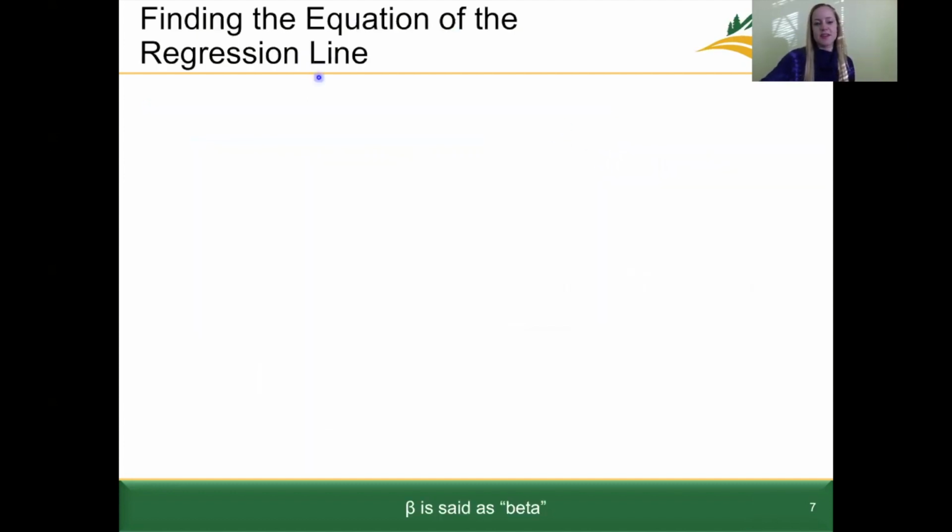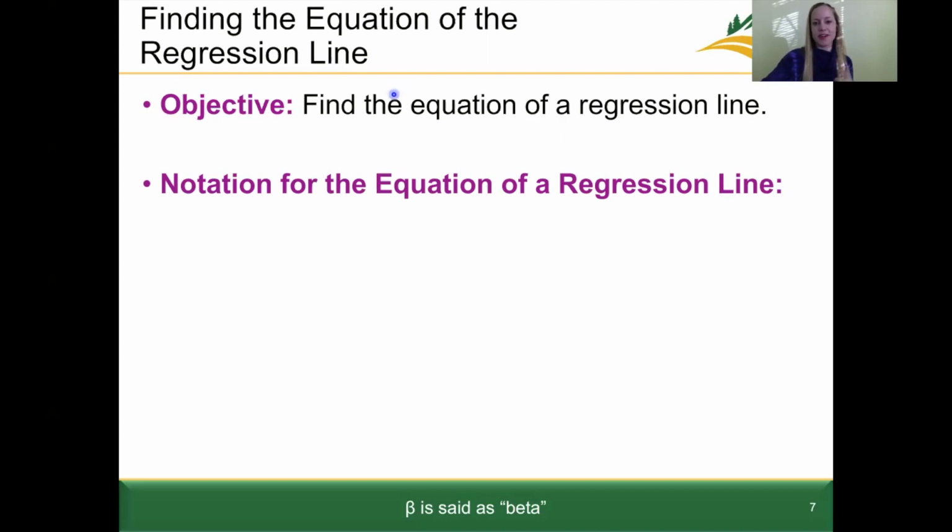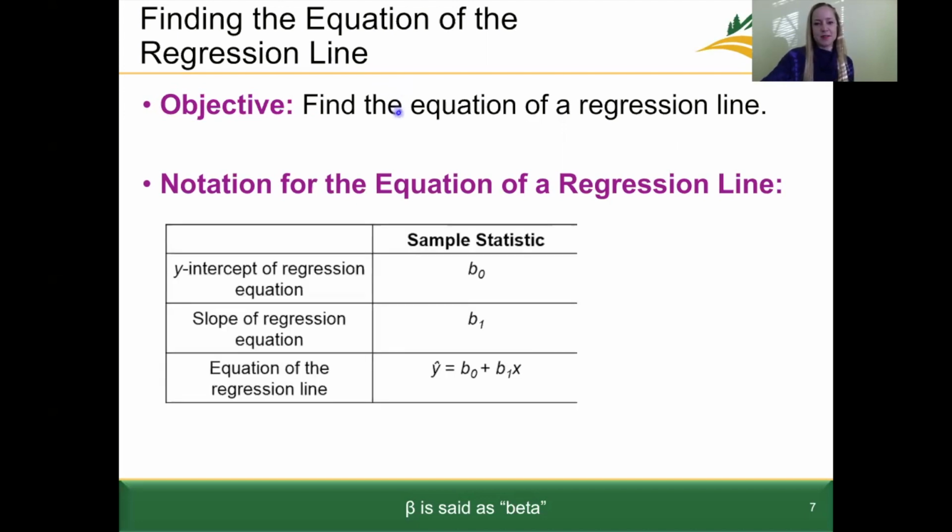Now let's go through some more details of finding the equation of the regression line. What would the objective be here? Well, as you may guess, it's to find the equation of a regression line. Now, more on this notation for the equation of a regression line. We saw on the last slide for a statistic, not a population parameter, that we have y hat is equal to b naught plus b1 times x. That makes b1 the symbol for our slope. That makes b naught the symbol for our y-intercept.